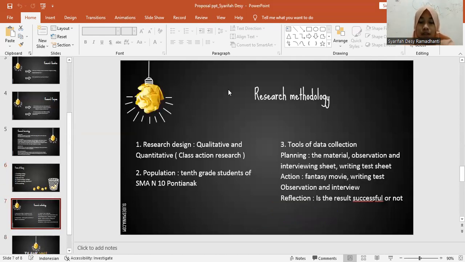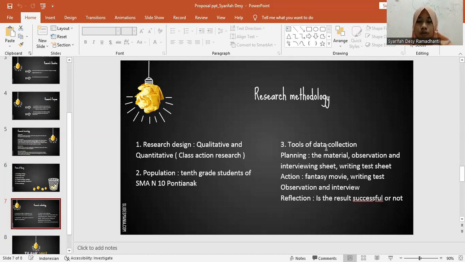Right. Now we move to the research methodology. So in this research design, I will use qualitative and quantitative methods. For the qualitative, I will use observation and interviewing in the research, and for the quantitative, I will use the writing test. Also, I will collect the data by the observation sheet and the assessment sheet. And for the population, I will do this research with the 10th grade students of SMA Negeri 10 Pontianak.